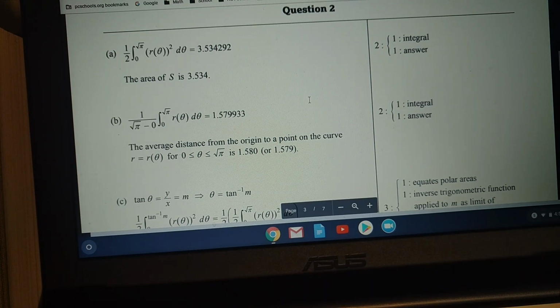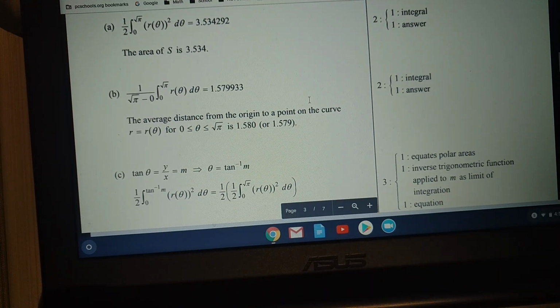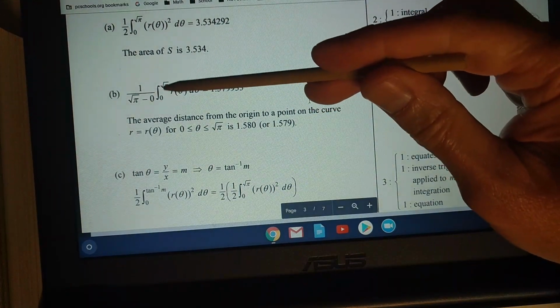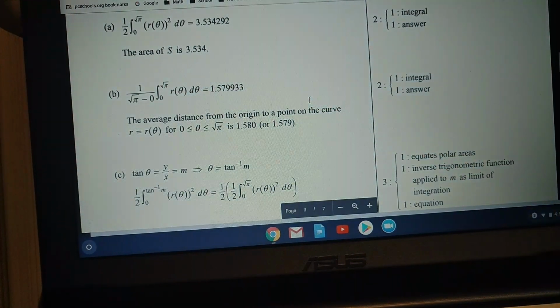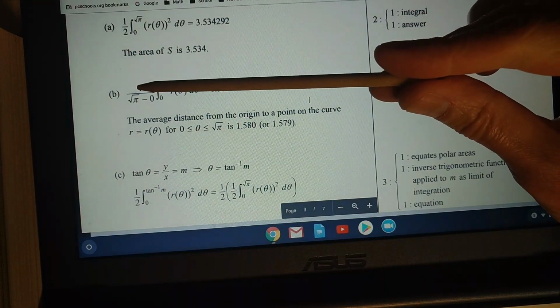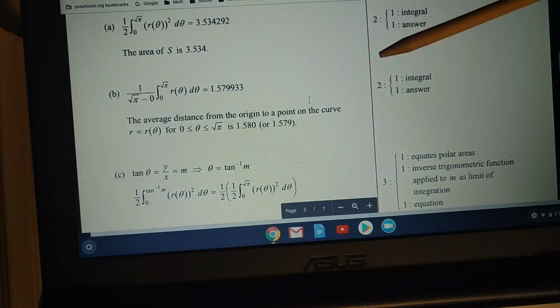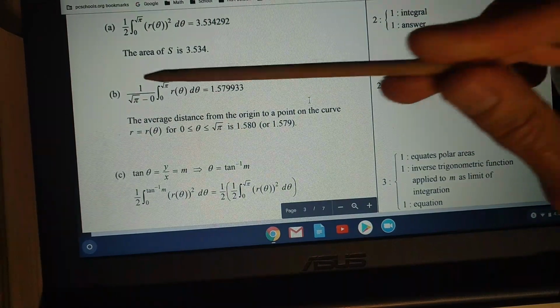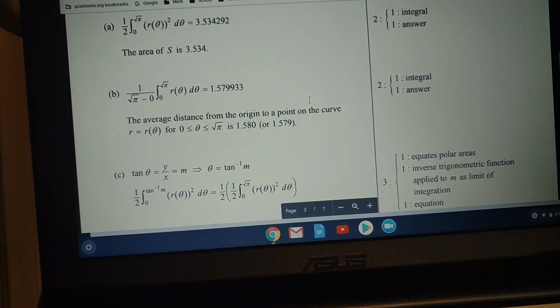Part B, once again, you get 1 point for the integral. That includes the limits, and knowing that you must integrate r of theta d theta. So if you do that, you get 1 point. And then if you understand that you have to multiply it by 1 over square root of pi, or divide by the square root of pi, and you do it correctly and get the correct answer, then you do get the second point.